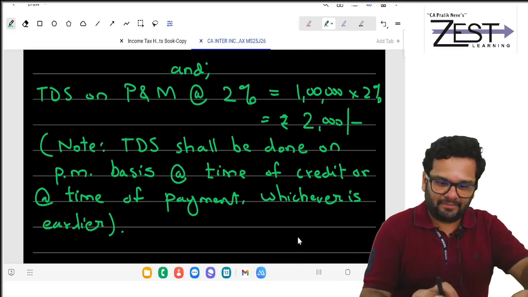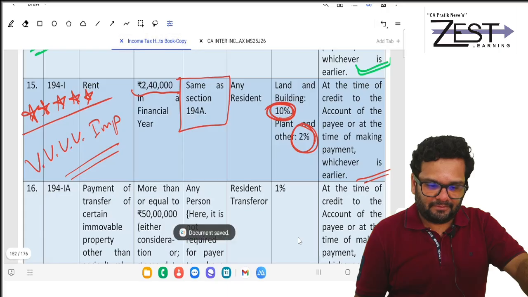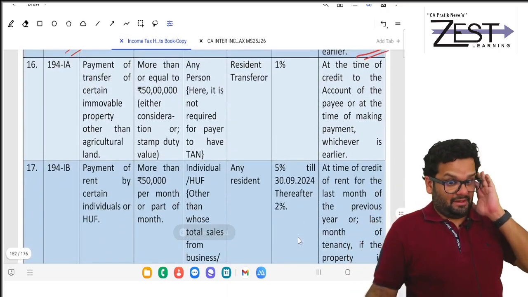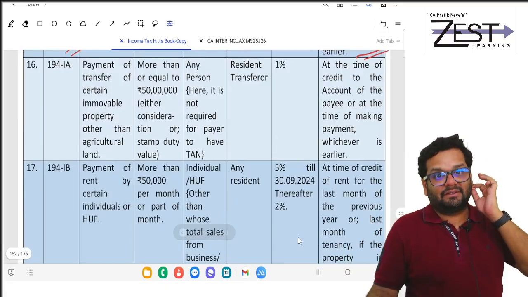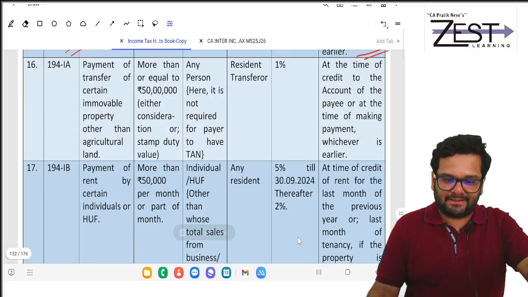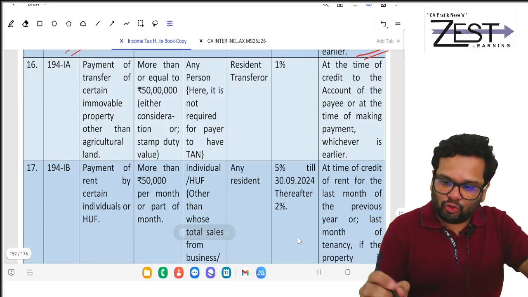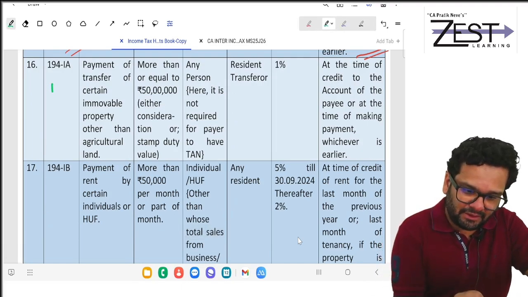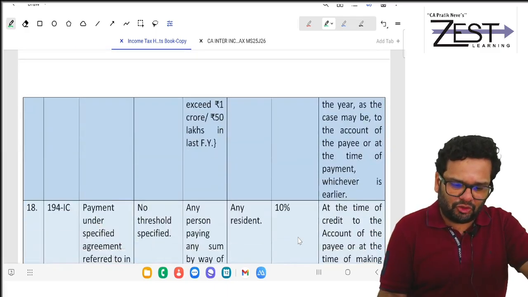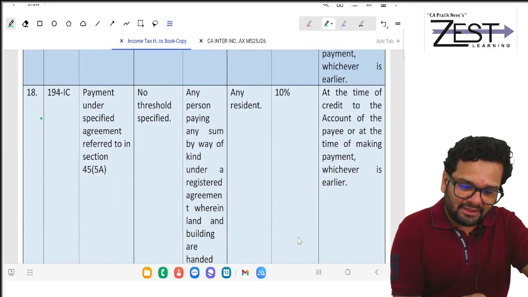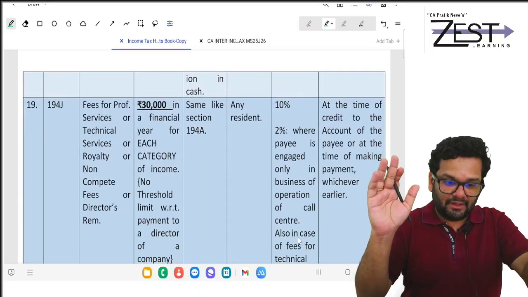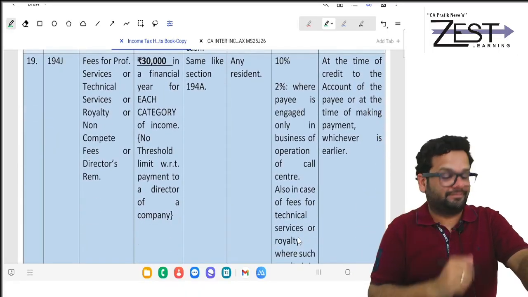Next, IA. After A there is I. Understand? For 2 minutes, I am keeping this pending. IB also I am keeping pending for 2 minutes. IC is deleted from your syllabus. I am coming to J.